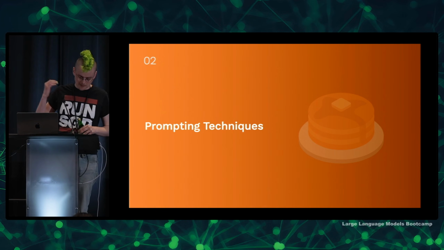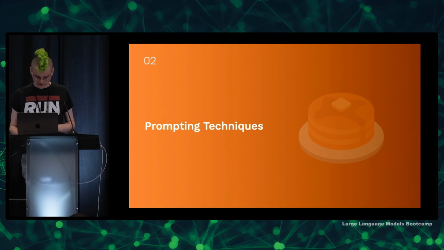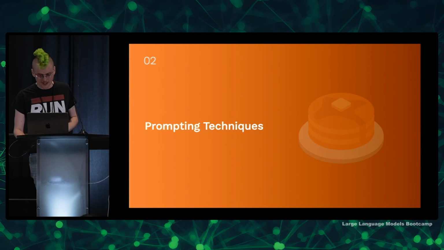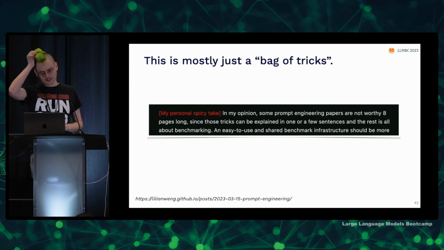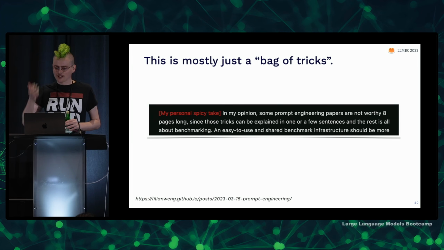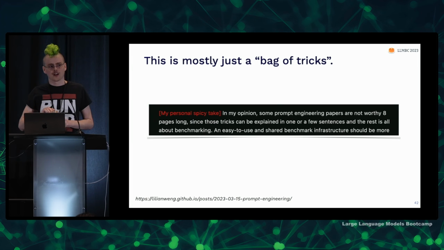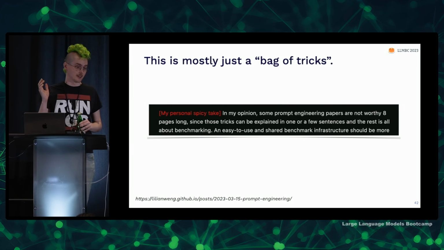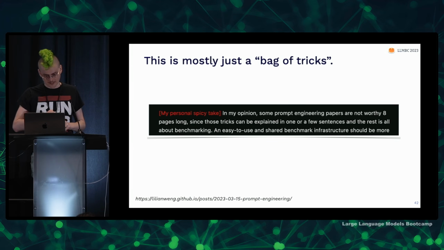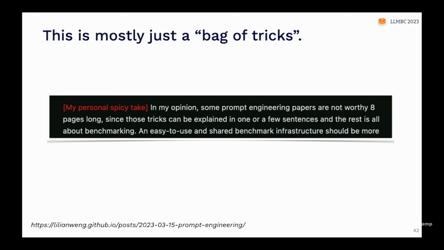I think people probably want the juice, they want the techniques. So this section is really mostly going to be a bag of tricks. This is a spicy take from Lilian Weng of OpenAI. A lot of these prompt engineering papers that you find out there are not actually worth 8 pages. In fact, a lot of them are 40 pages once you include the appendices, because these are tricks that can be explained in 1 or a few sentences. And the rest is all about benchmarking.